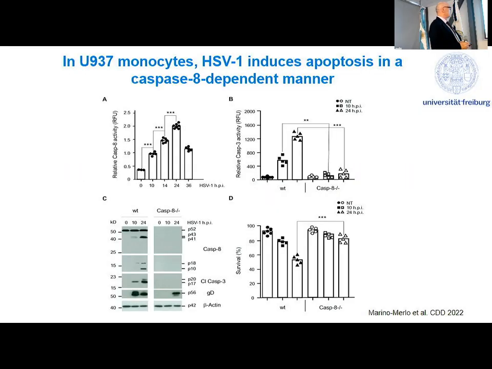Because the virus also infects immune cells. Now, astonishingly, immune cells are different, as immune cells do not survive. After virus infection, they undergo apoptosis right from the beginning. And we published this recently in Cell Death and Differentiation. We see caspase-3 activation, we see cell death, and we see that this goes via caspase-8. So caspase-8 is cleaved and activated, caspase-3 is cleaved and activated, and in caspase-8 knockout there is no caspase-3 activation, there's no cell death.